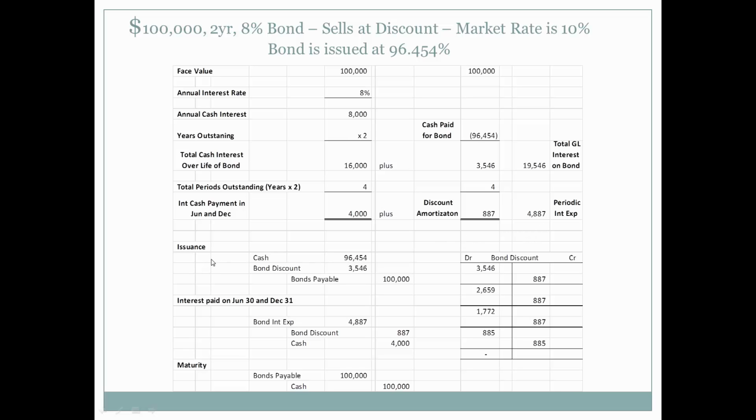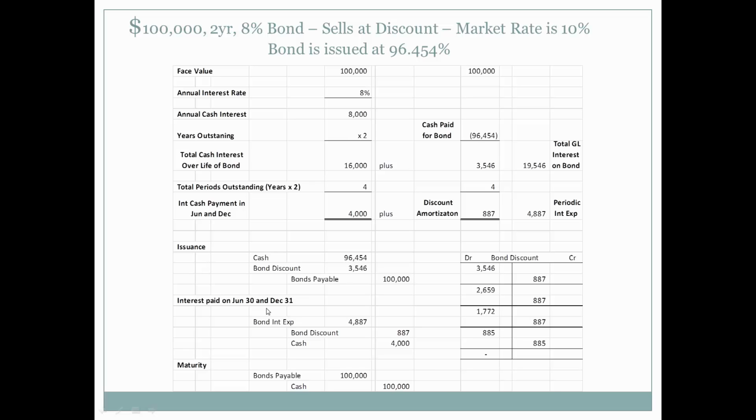$4,887. When the bond is issued, it is issued and we receive cash in the amount of $96,454. Our bond discount is $3,546, and again, our bonds payable will always be the face value of the bond, so it's $100,000.